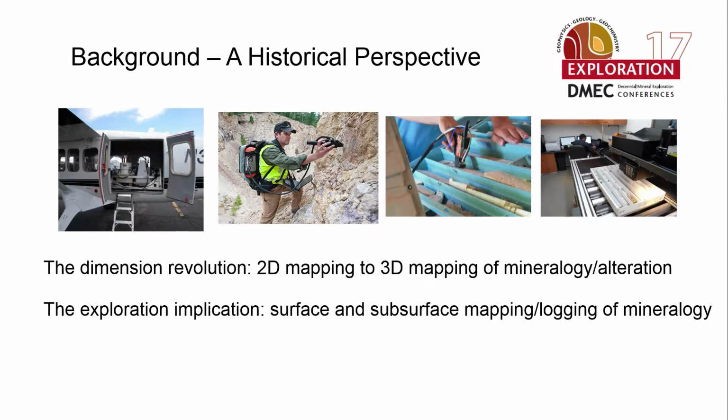The third revolution, which we are in the middle of right now, is the dimensional revolution. That's where we went from simply mapping the surface to mapping in 3D, mapping core, logging core, which has gone on for some time. We have been doing that for many years with spot measurements. Now we're doing full range measurements, full imaging measurements. So now we're looking at the full three-dimensional picture.